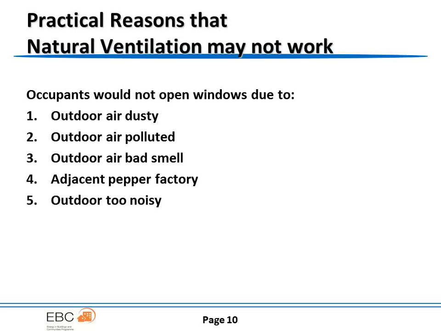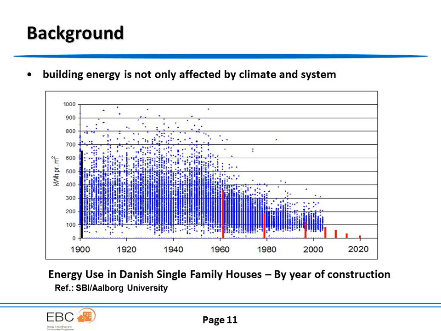So, as an example, this is a graph from Danish single family houses showing the energy use intensities across different vintages. There's no real or very convincing evidence that the more recent homes are more efficient. Maybe you can say yes, but it's not a very strong link. So it doesn't really depend on the age of the house.